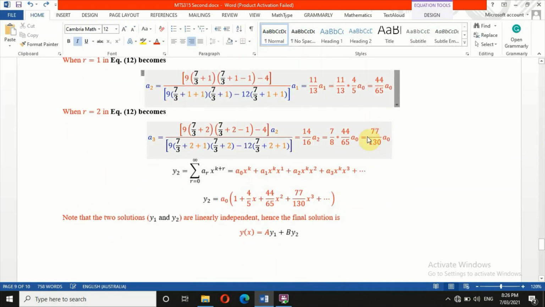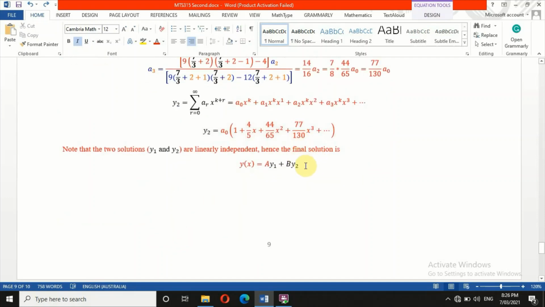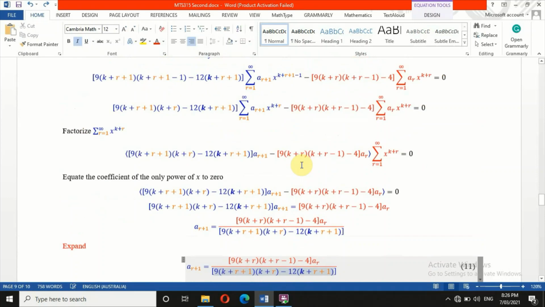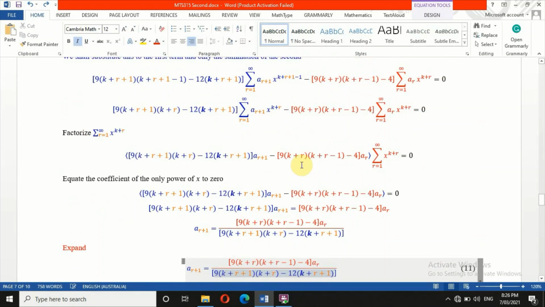Look at what I'm trying to do. You are not to leave the answer in the form of a2. You are to put a naught. You have to make it a function of a naught. So this is the series solution we are using, then you return everything back. Then you now say that the two linearly independent solutions are what? A y1 plus B y2. So I believe by now you're supposed to understand this method of Frobenius series integration.